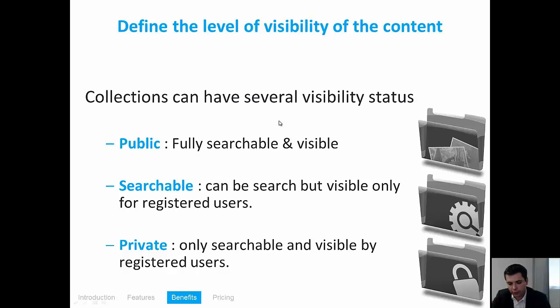This is a brand new feature in LIM Gallery, the ability to define the visibility status for all collections. So a collection can be set as public, which means that all of the content is fully searchable and fully visible. A collection can be set as searchable, which means that I can search for a particular subject in my search engine, and the content of those collections will be displayed as a result.